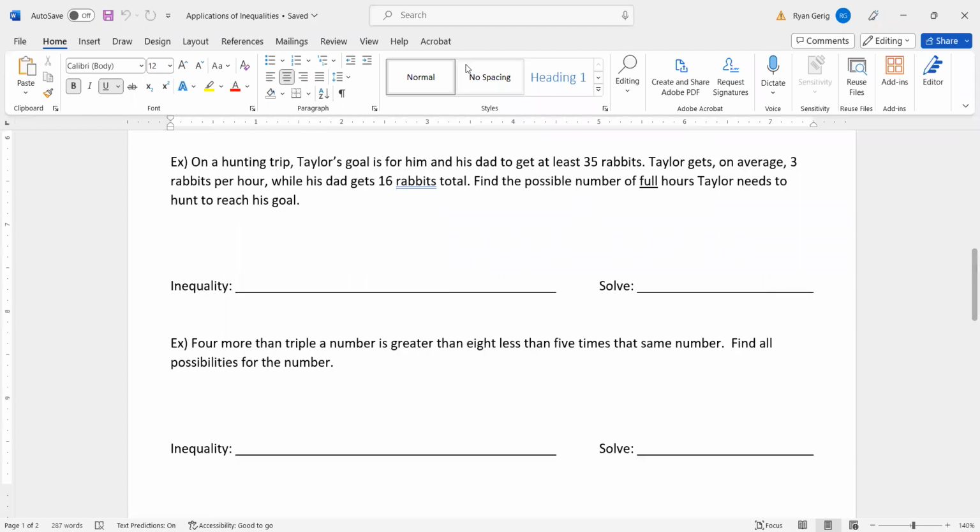On a hunting trip, Taylor's goal is for him and his dad to get at least 35 rabbits. Taylor gets, on average, 3 rabbits per hour, while his dad gets 16 rabbits total. Find the possible number of full hours Taylor needs to hunt to reach his goal. So we're looking for full hours. So we'll use H for number of hours.